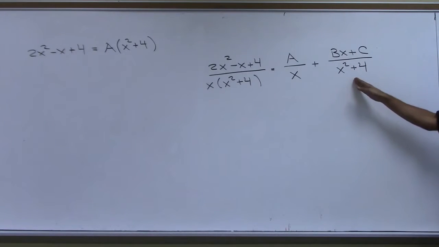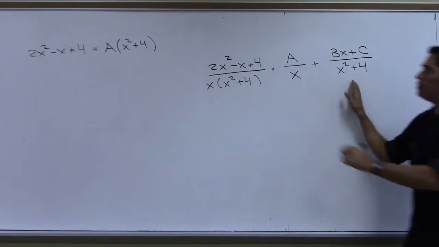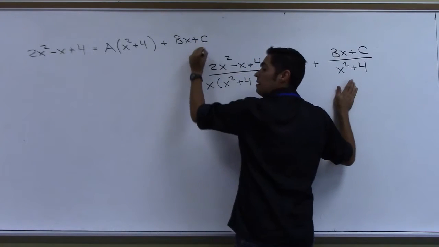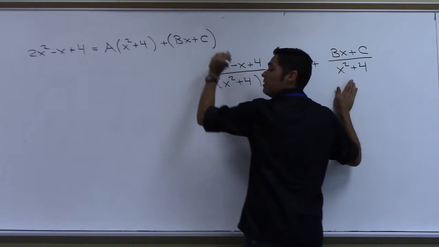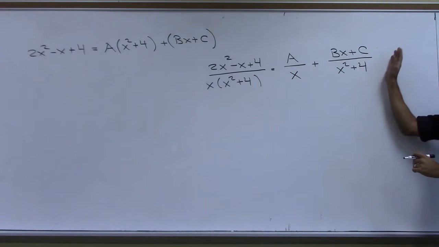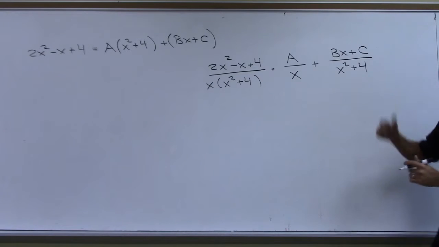And then here, what cancels? Plus (bx plus c). Put that in parentheses. That's very important, because it's that times whatever was left over here. What's still left over? The x.